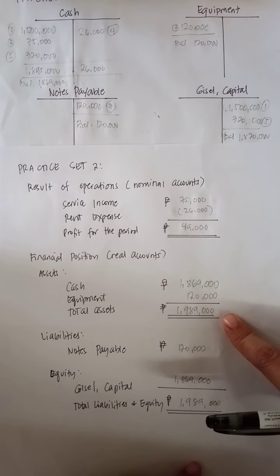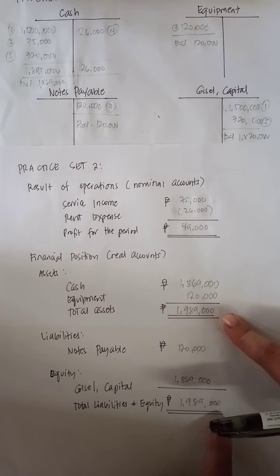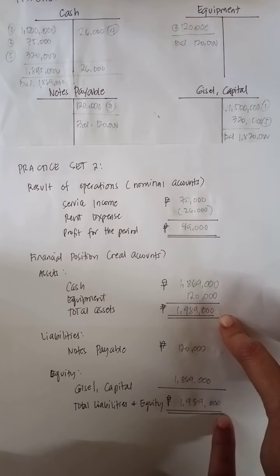Total assets is 1,989,000, which is equal to the total liabilities and owner's equity. So take note of this, class. Total assets should be equal to total liabilities and owner's equity.